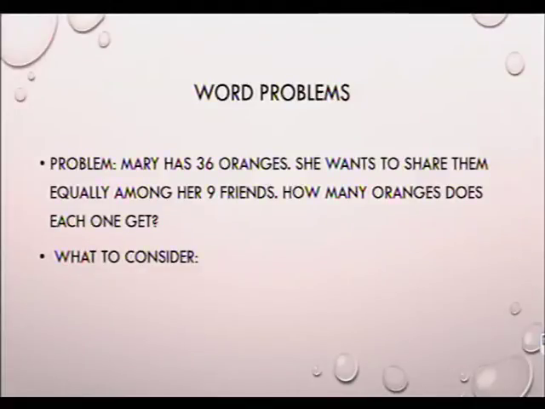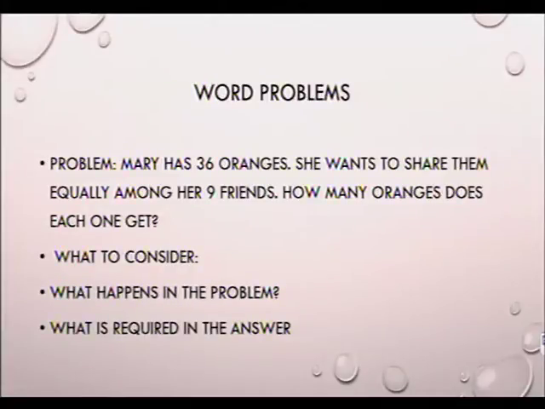What should I consider before I want to answer this question? What are the things that I should consider in this word problem, in this problem that I have in front of me? First, I ask myself, what happens in the problem? So what happens in this problem that we have in front of us? Mary has 36 oranges and she wants to share it equally among her 9 friends. This is the problem that we have here.